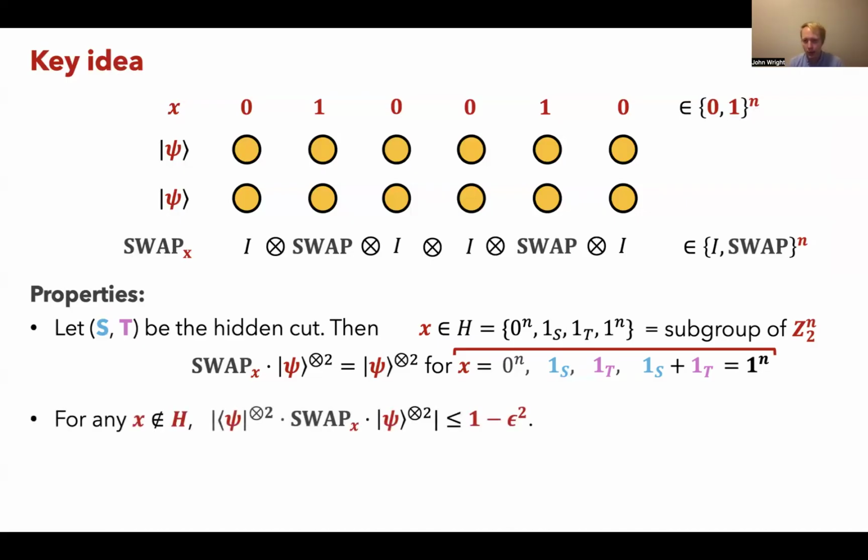Now, for any x outside of H, that x is going to be the indicator of some other cut, which does not correspond to the hidden cut. And so we already know that in that case, psi tensor 2 times swap x times psi tensor 2, that overlap is going to be at most 1 minus epsilon squared.